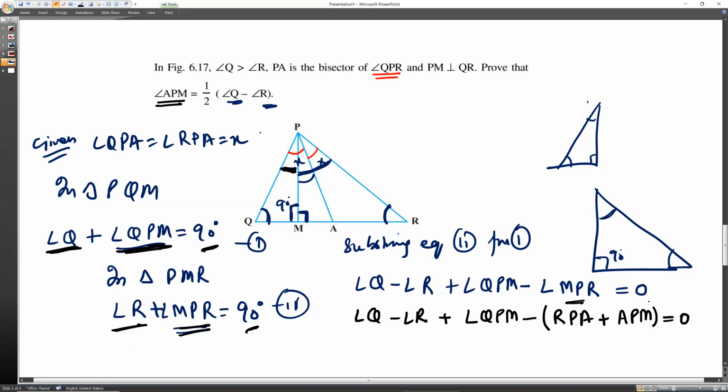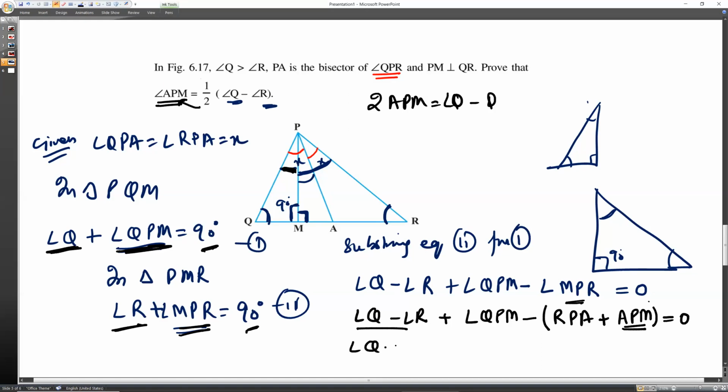Now you know that you need Q minus R, you get Q minus R, but you multiply this one, you will get 2 through this side. So at least you need to prove 2 APM is equal to angle Q minus angle R. Okay, you need 2 times APM. So how will you get 2 times APM? At least you need to add 1 more times APM to it now.